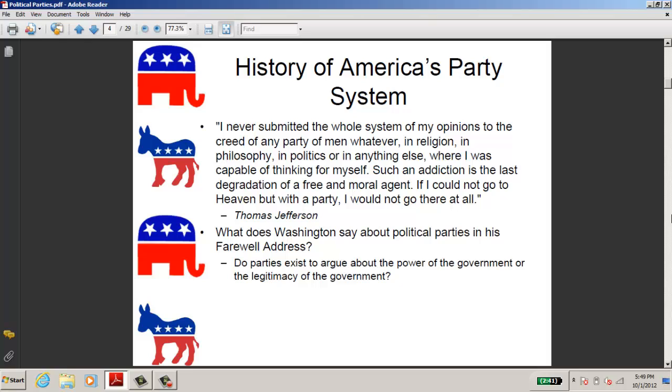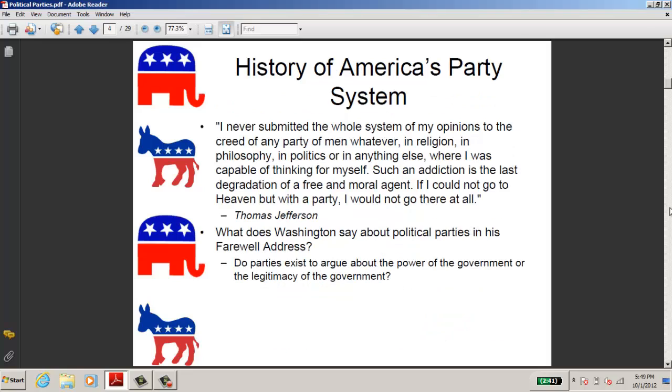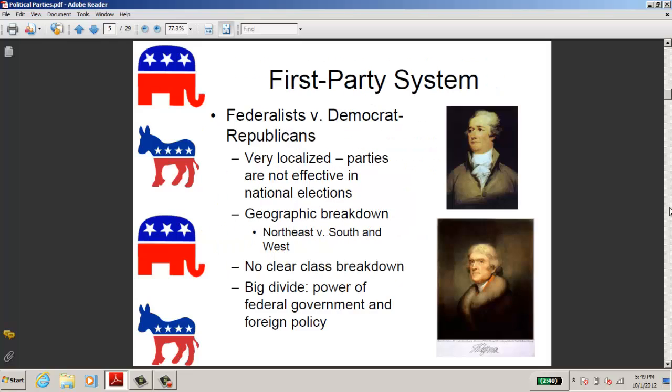Now, if we're to take a short look at the history of America's party system, and we'll look at this in class tomorrow, think about how the Founding Fathers viewed parties. There was a very big skepticism or fear of what the political parties could do to the country. And you see this in Thomas Jefferson's famous quote, "If I could not go to heaven but with a party, I would not go there at all," which is, of course, very ironic because he was an incredibly partisan man in his duelings with Alexander Hamilton. And we'll look more at this in class.